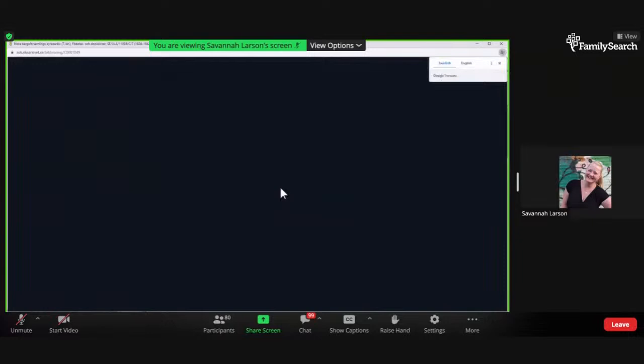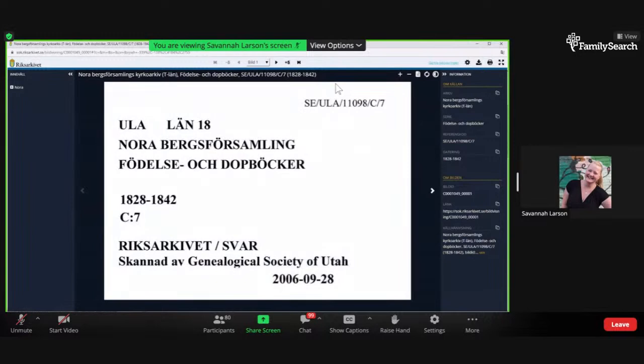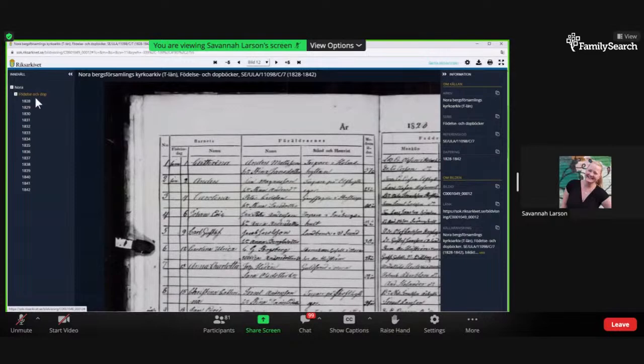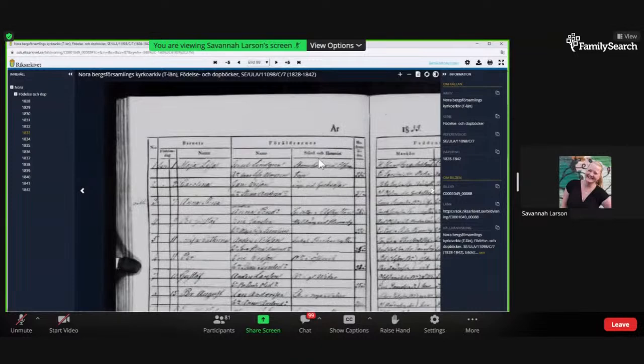When I'm doing research, there are times where I will come here instead of Archive Digital. And the reason is because a lot of the times it's indexed by year. So if you use this sidebar and click on Nora and then click open, the next is födelse och dop, which is the births and baptisms. And then you've got a list of years. So if you know that your person was born in 1833, for example, you can click right to 1833. And you don't have to do the sifting that you would have to do on Archive Digital to find the right year.